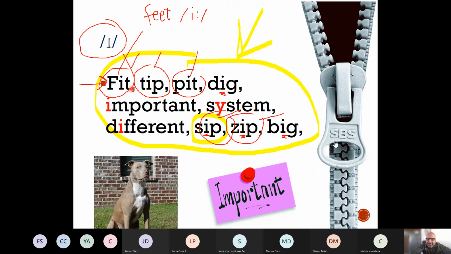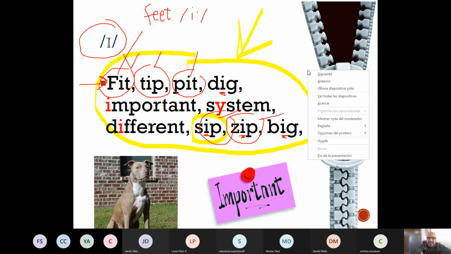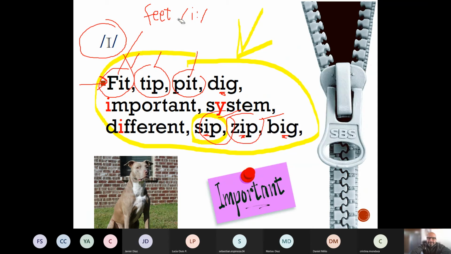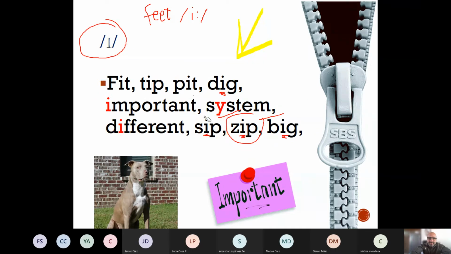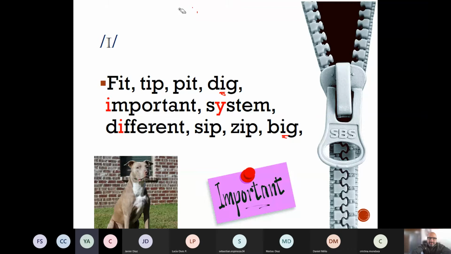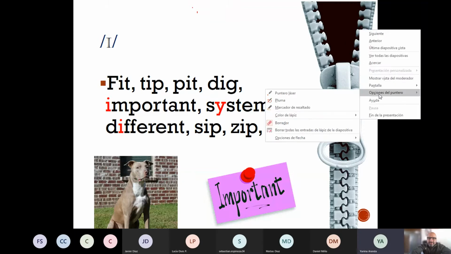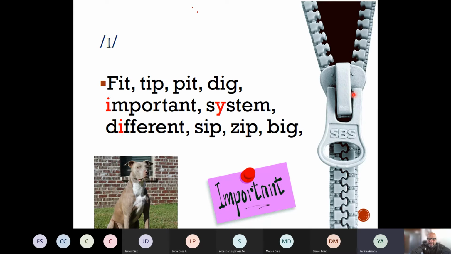Thank you so much. And last participant, Janina Aranda, can you read aloud, please, this selection, please? Feed, tip, pit, dig, important, system, different, zip, zip, big. Okay, very well done. Zip, zip, big. Yes. Fit, tip, perfect. Perfect.